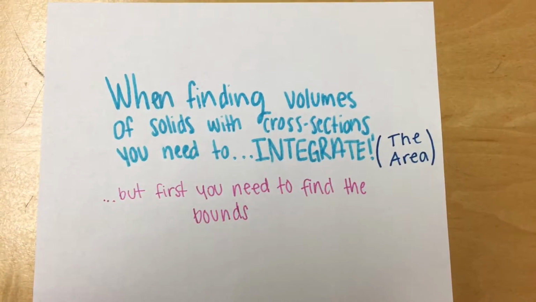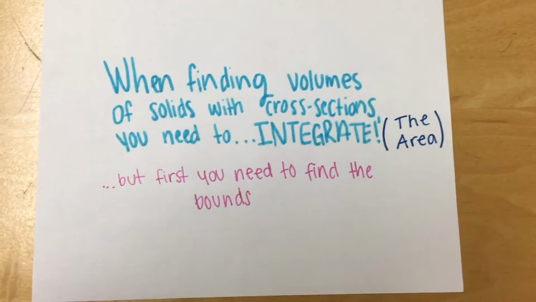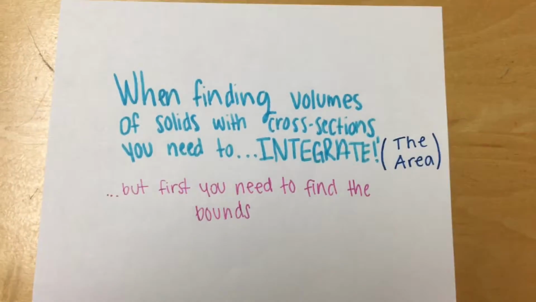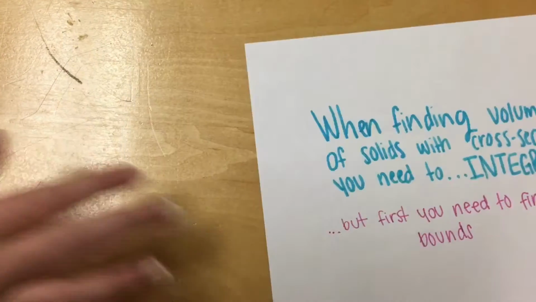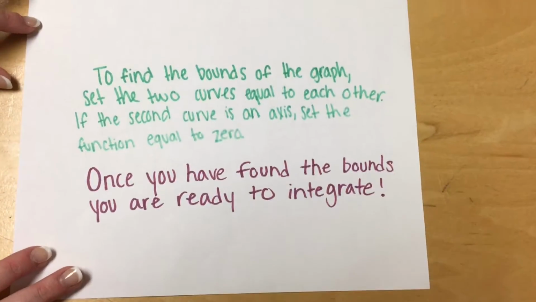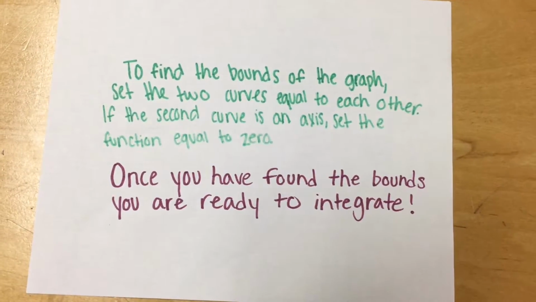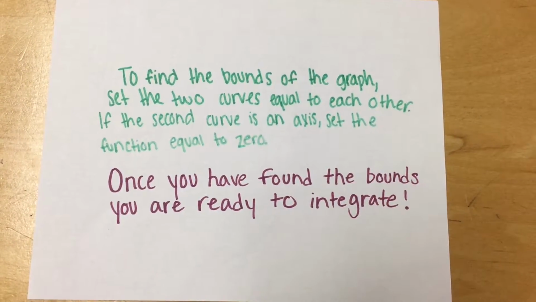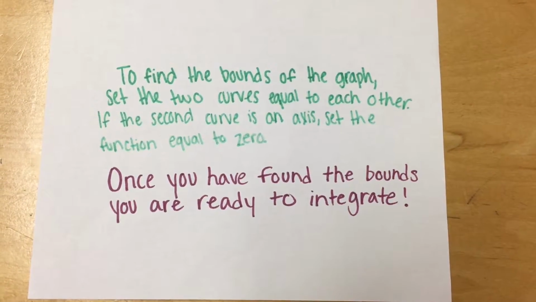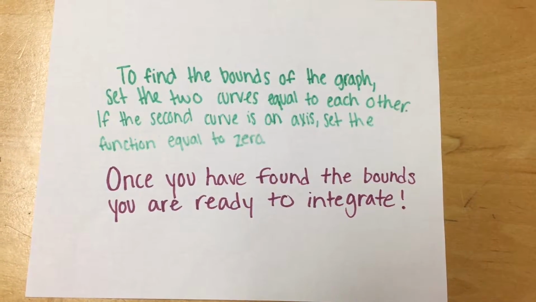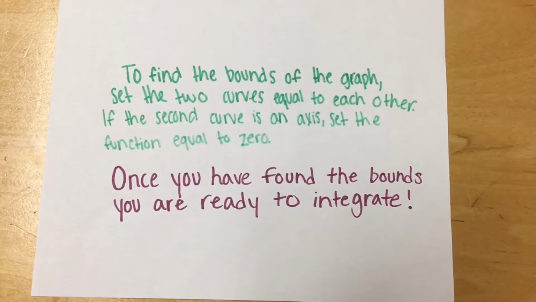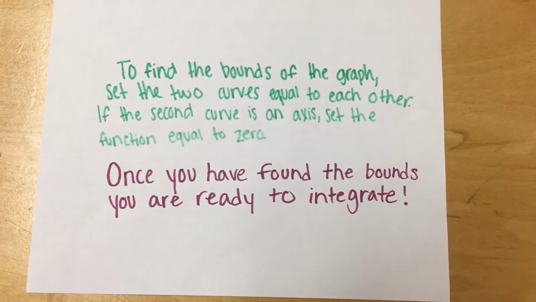When finding volumes of solids with cross-sections, you need to integrate the area of the shape. But first you need to find the bounds. To find the bounds of the graph, set the two curves equal to each other. If the second curve is an axis, set the function equal to 0. Once you have found the bounds, you are ready to integrate.